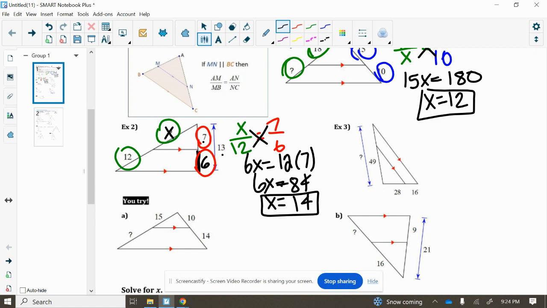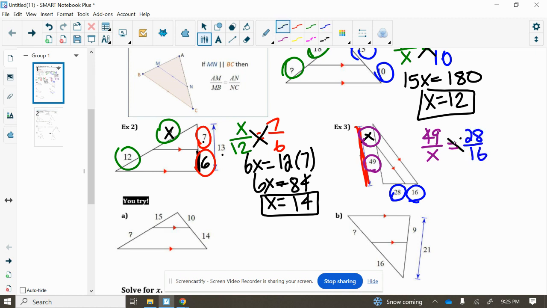All right, on this last example, notice that we are looking for officially this full segment length as our final answer. So a couple ways we could set this up, but one way we could do this is by looking at that missing piece there, and then we could eventually add them together to find the full segment. So again, we can set this up. 49 over x, top of the triangle to the bottom, is going to equal 28 over 16.